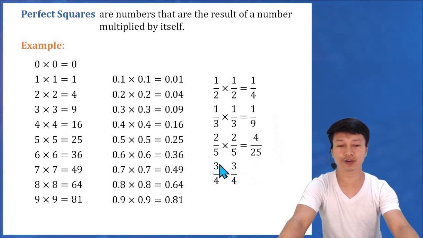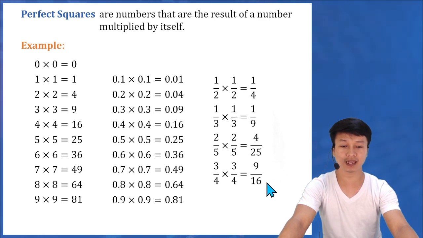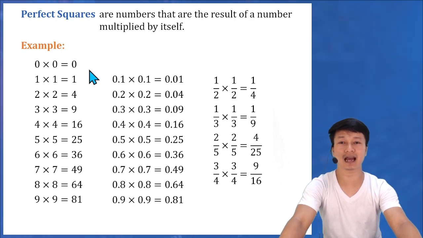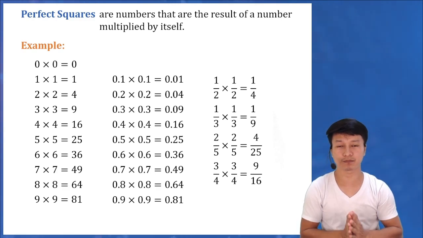And lastly, we have 3/4 multiplied by itself. We get a product of 9/16. And so we can say that 9/16 is also a perfect square. If you notice, even if this is in fraction form and these are in decimal forms, we can still see the same pattern. That is true all the time. That is how easily we can identify perfect square numbers.